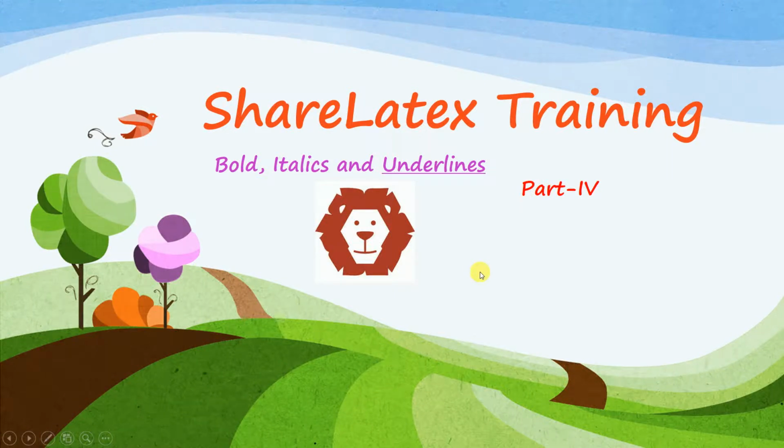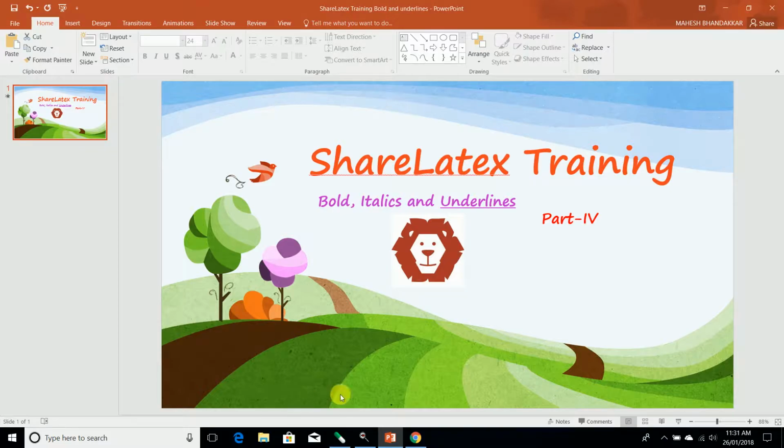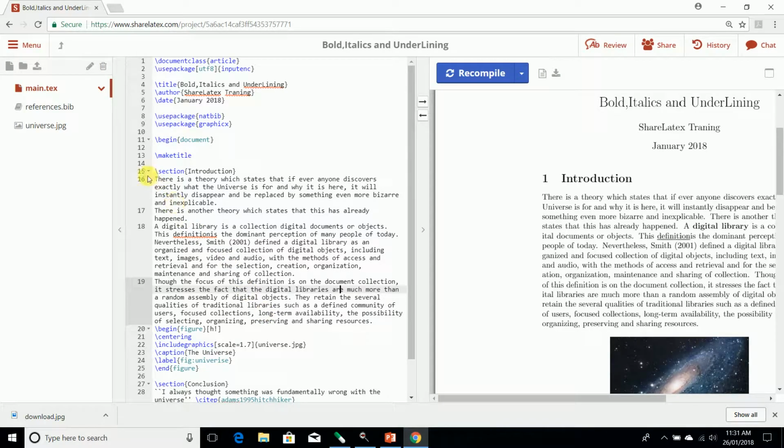Hello friends, in this video we are going to learn the three basic text formatting tools, that is bold, italics and underline. Let's begin with the practical. Here is the example.